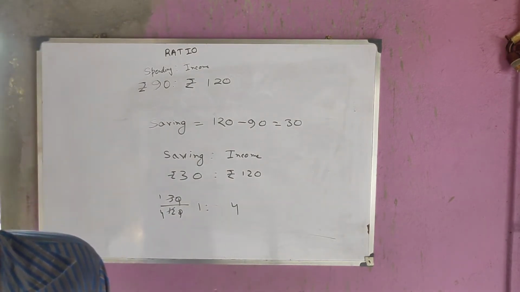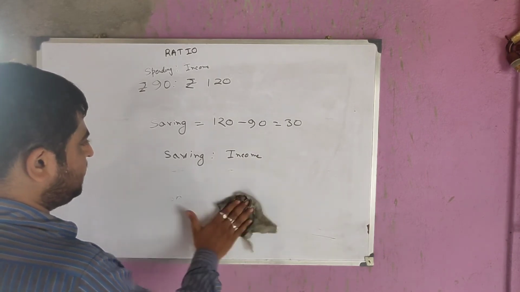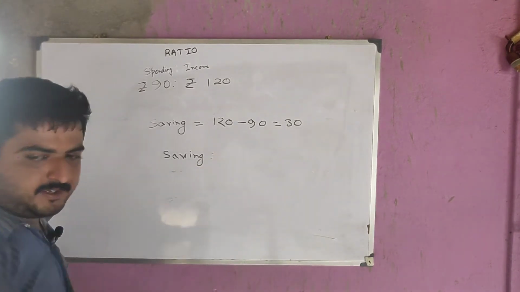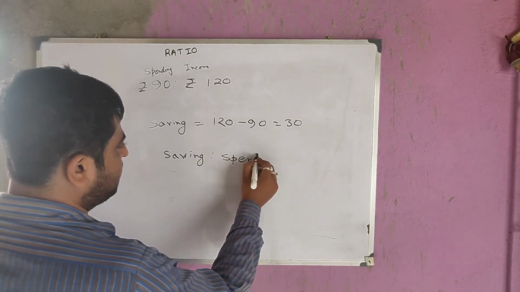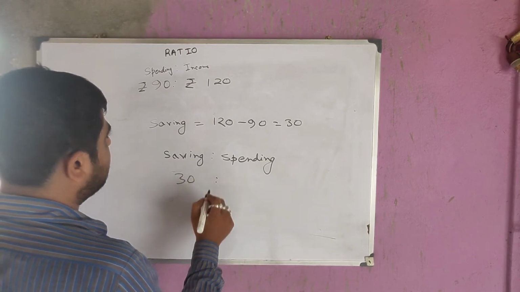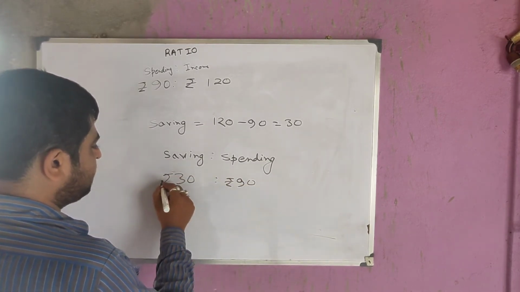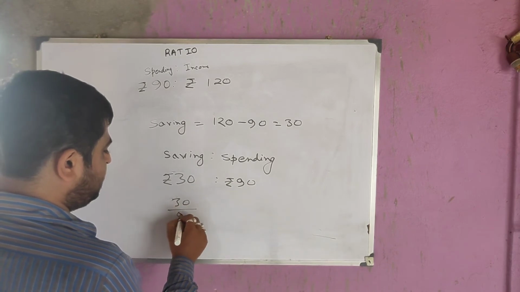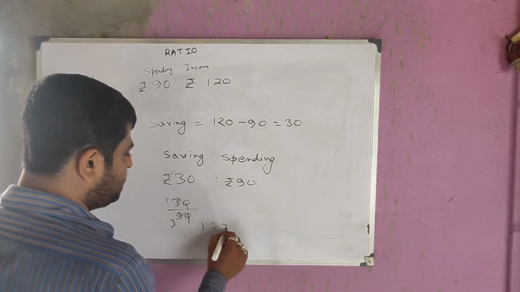Next, saving to spending. Saving to spending. So saving is 30 and spending is 90. So 30 by 90, 1 is to 3.